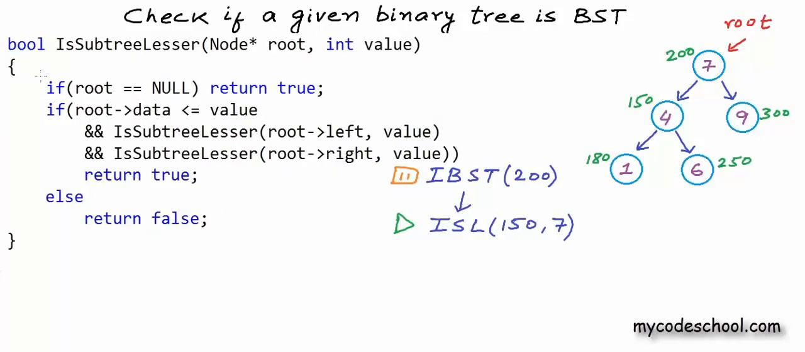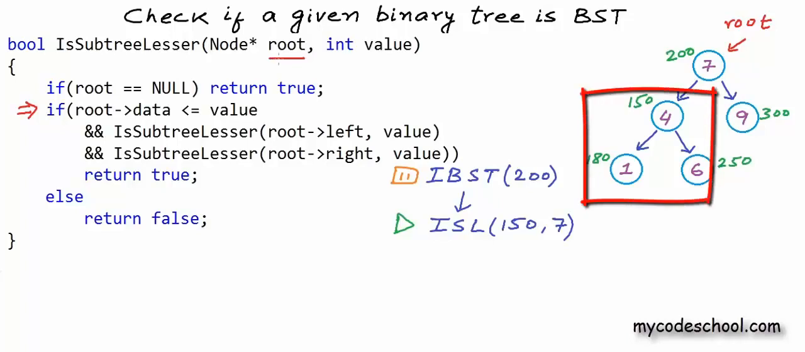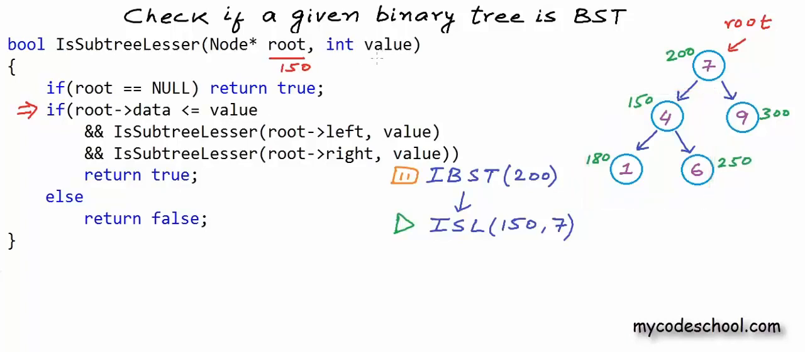Now in this call to isSubtreeLesser, root is not null, so we will not return true at the first line. We will go to the next if. Here the first condition is if data in root, and the root this time is 150, because this call is for this left subtree, and for this left subtree the address of root is 150. Data in root is 4, which is lesser than 7.